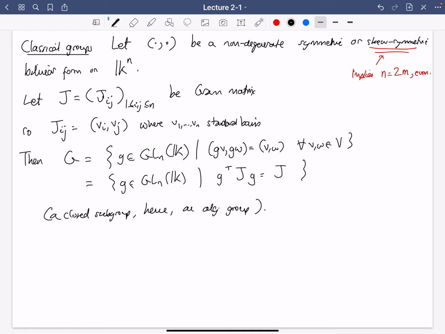So there's kind of two cases here. In the symmetric case, this G is the orthogonal group.